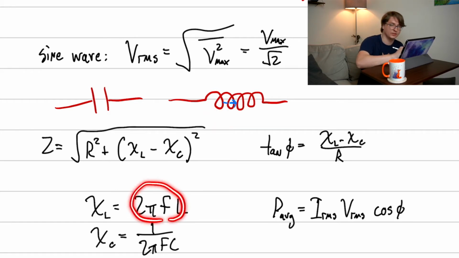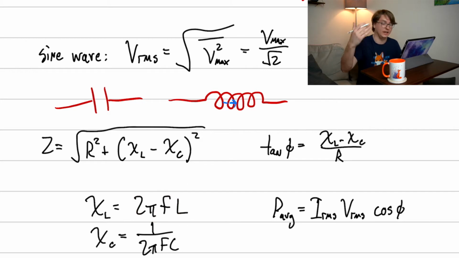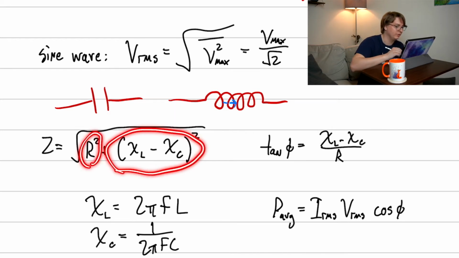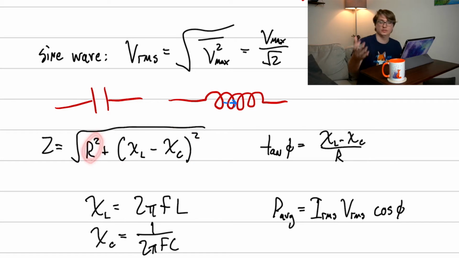So it turns out its resistance doesn't go as 1 over F, but it goes as F. So the higher the frequency, the higher the impedance here. You can see it looks kind of like the Pythagorean theorem, except we have two terms: the traditional resistance term from a resistor, which is just that R we put in here, and this subtraction between an inductor and a capacitor.